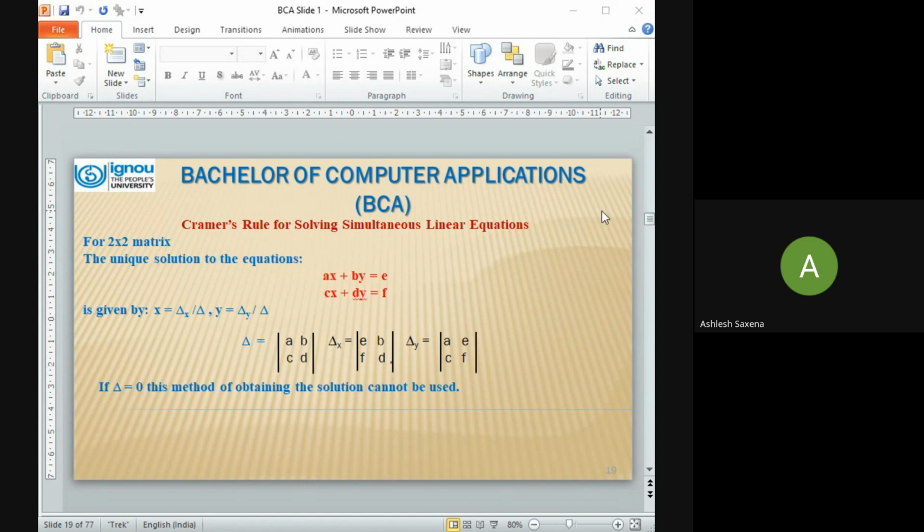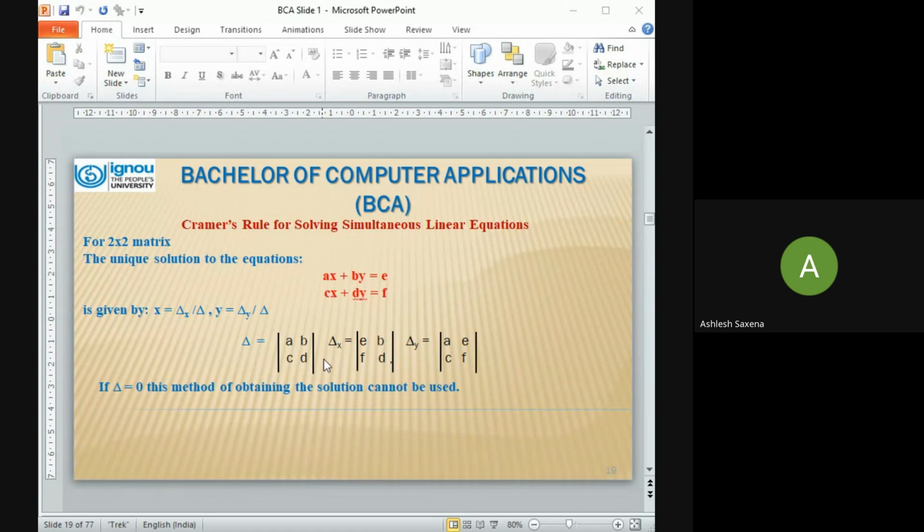For y, I will be replacing this b, d by e, f. Here it comes. And then you have to simply multiply it. You will get a number from here, a number from here, and a number from here. This method is only applied when delta is not equal to 0. If it is 0, we cannot use this, because 4 divided by 0 is infinity.